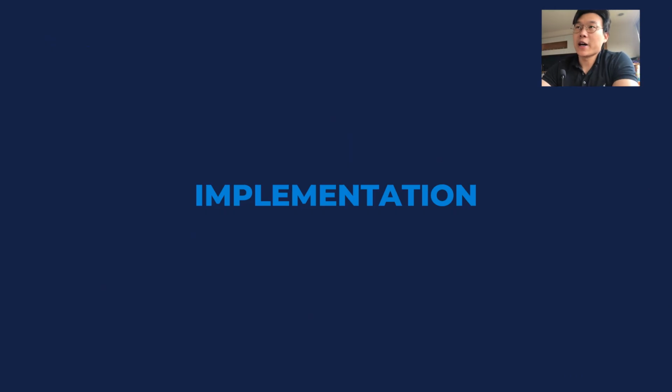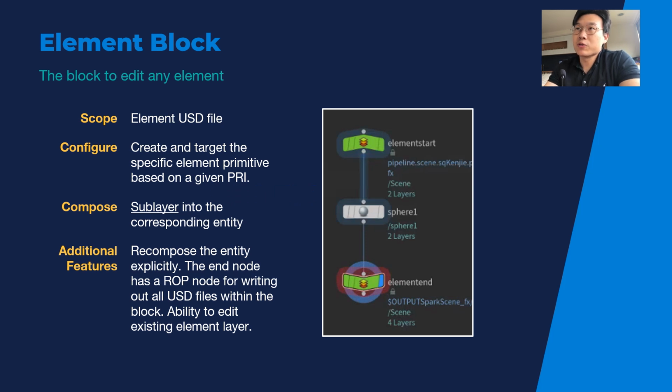Now let's take a look at how we actually implemented these ideas. Element block was one of the first blocks that we implemented and was essential to our Solaris workflow. It is used by all Houdini-based departments to author data to their corresponding elements. For example, a material artist would use the element block to contribute to a material element. An effects artist would use it to contribute to an effects element, etc. And the scope of the element block is the element USD file within an entity.